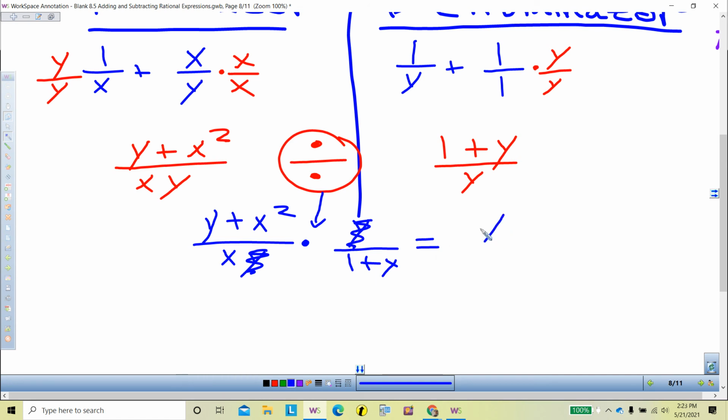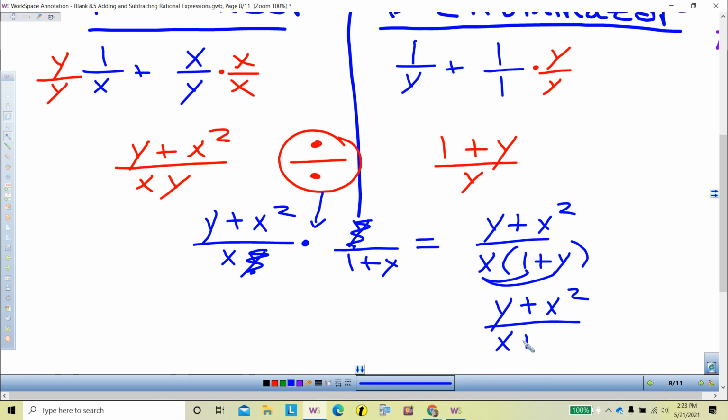So in the top, you just have y plus x squared. In the bottom, you have x times 1 plus y. And then last step, we just need to distribute that in. y plus x squared over x plus xy. x times 1 is x. x times y is xy. Right there. Okay? Alright, that's it. I'm going to stop this recording and save it.